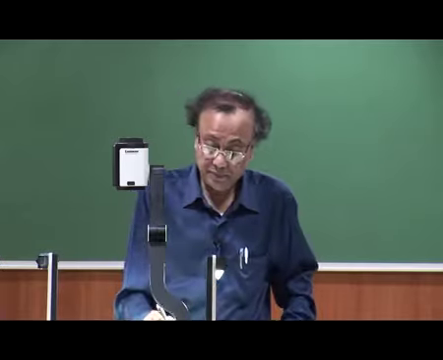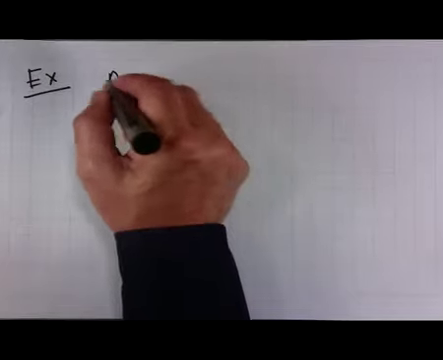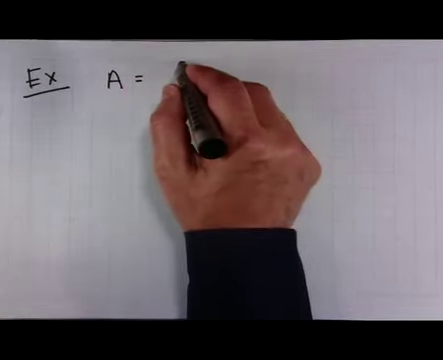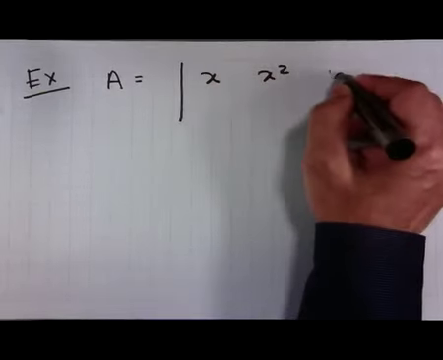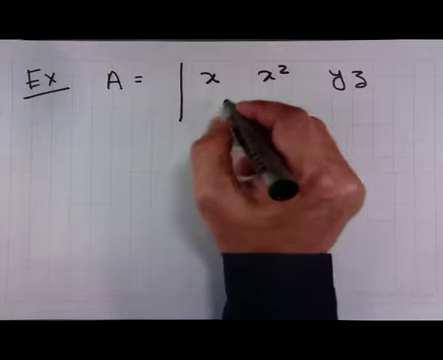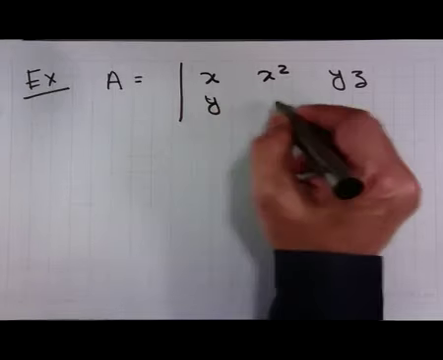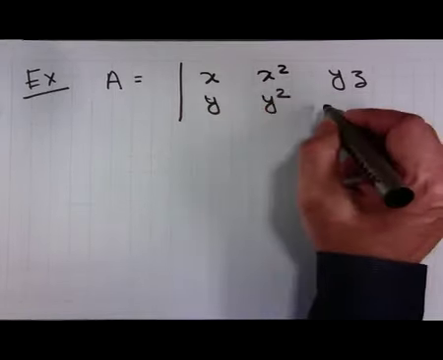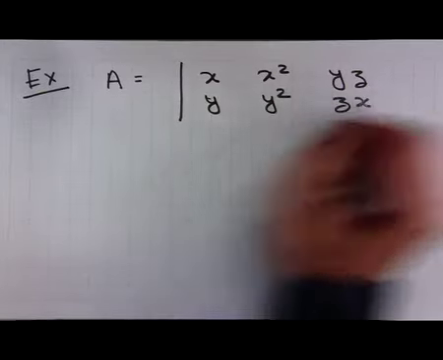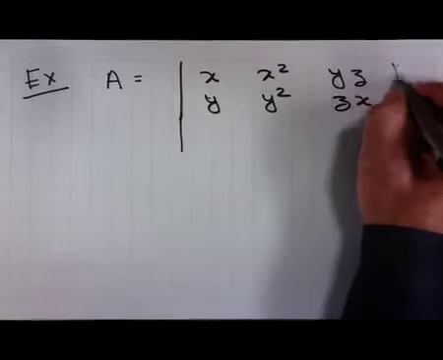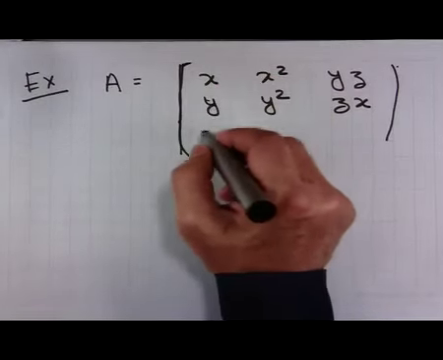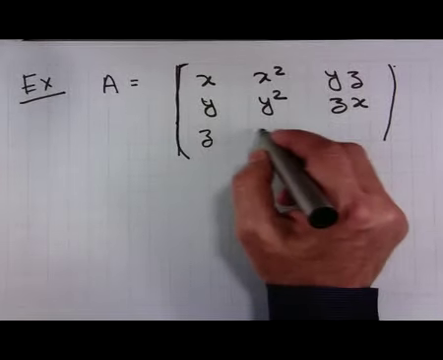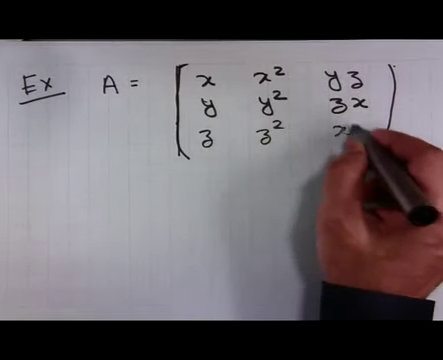Another example, find the determinant of x, x square, yz, y, y square, zx, and z, z square, xy.